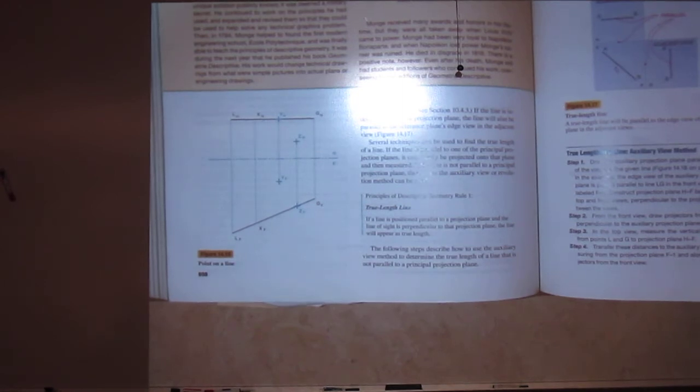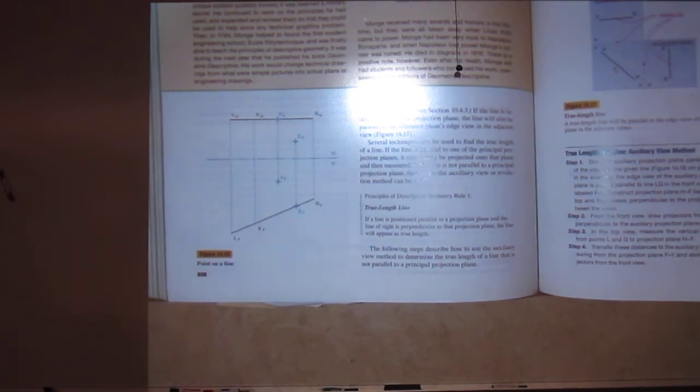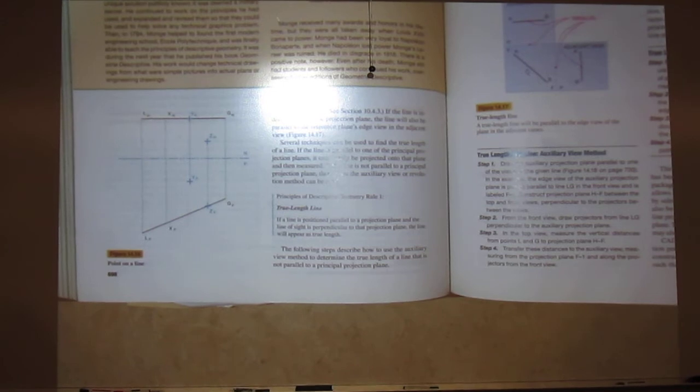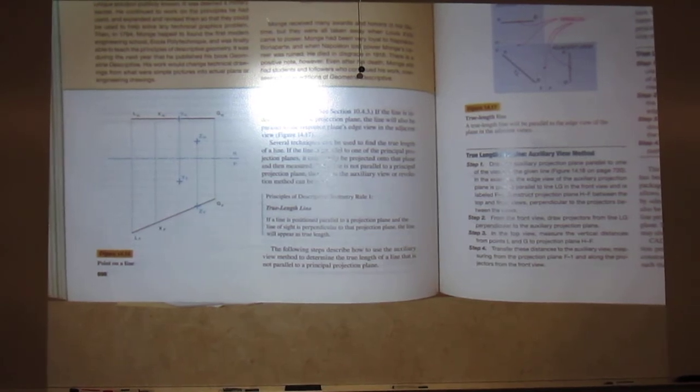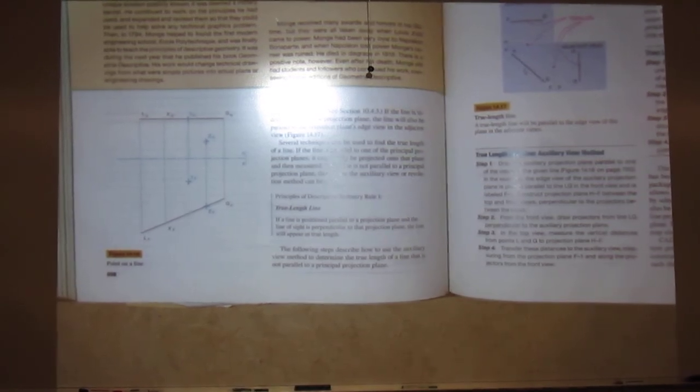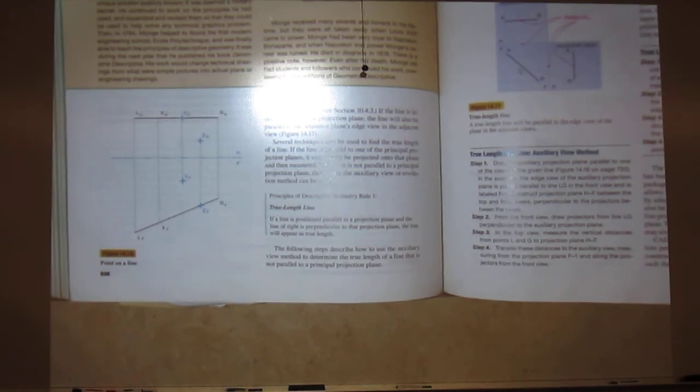I'm going to start on page 698 under the bio of Gaspar Monge. And we have some italicized text at the bottom, geometric rule 1. And I want to go through these in detail so that we can see them, because in essence they progress from lines to planes and different rotations that we'll do. So the true length line. If a line is positioned parallel to a projection plane and the line of sight is perpendicular to that projection plane, the line appears true length.